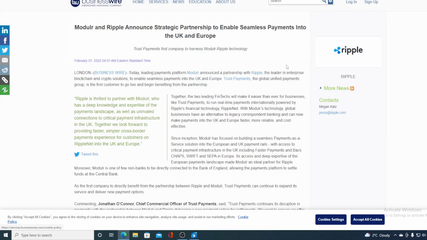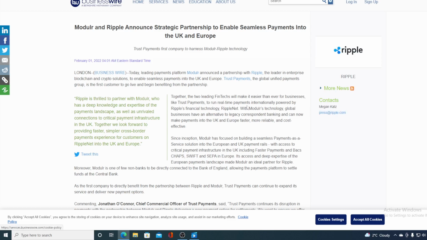Also, there is another interesting news regarding Ripple. Modulr and Ripple announced a strategic partnership to enable seamless payments into the UK and Europe. Today, leading payments platform Modulr announced a partnership with Ripple, the leader in enterprise blockchain and crypto solutions, to enable seamless payments into the UK and Europe. Trust Payments, the global unaffiliated payments group, is the first customer to go live and begin benefiting from the partnership.